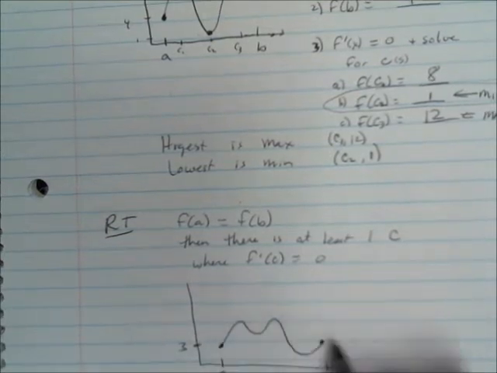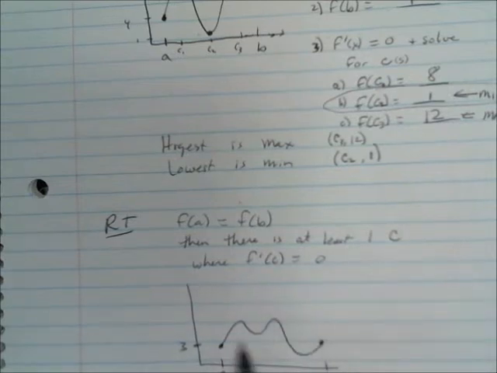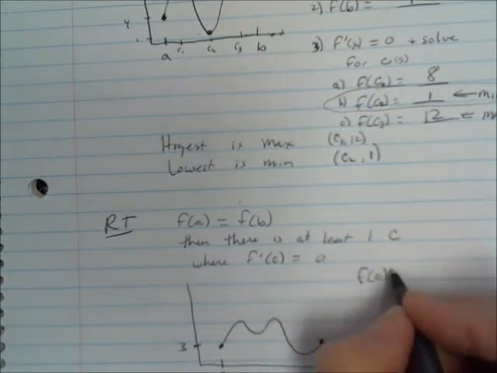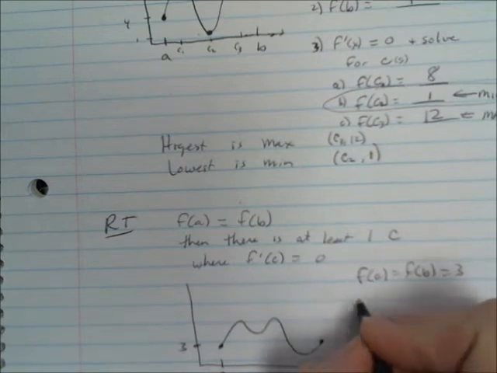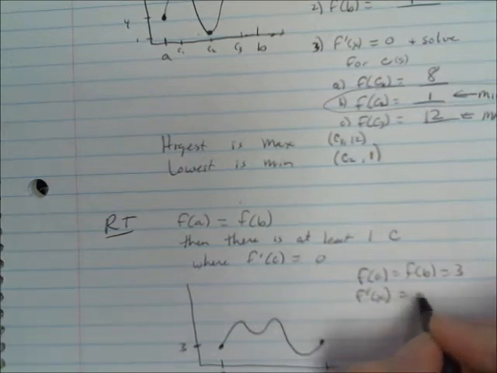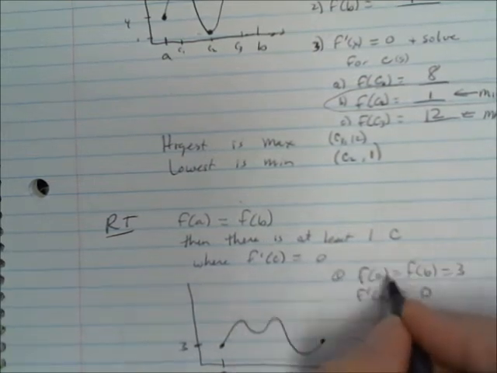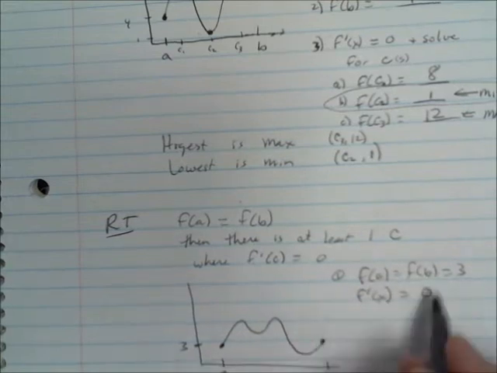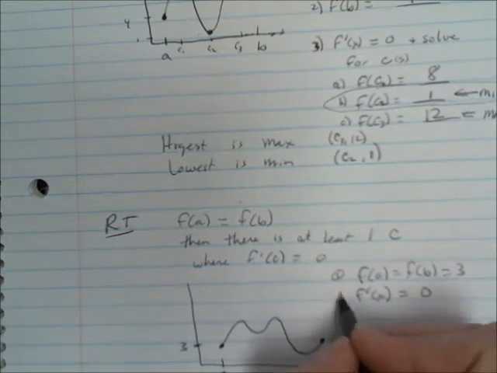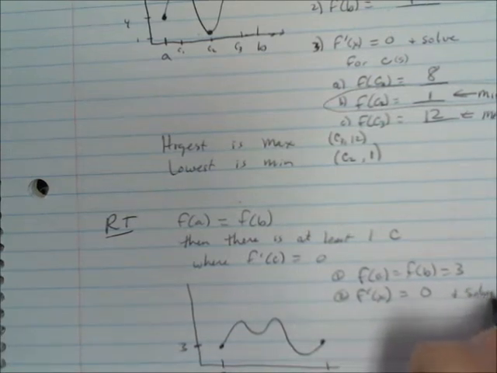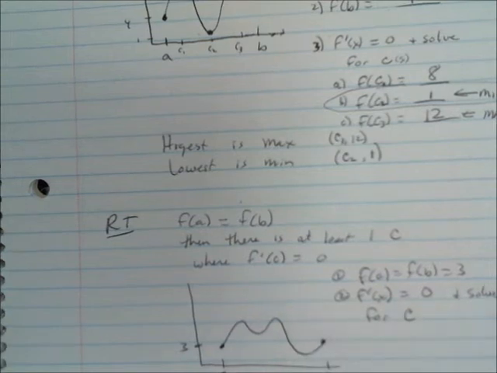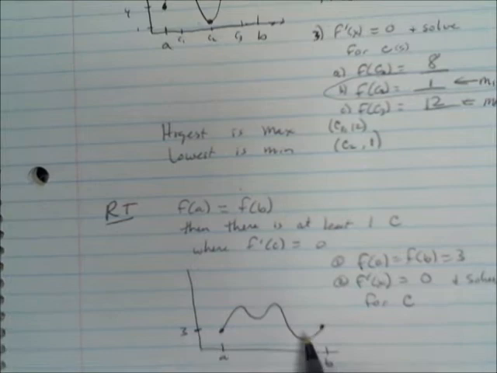So this is a smooth continuous function, differentiable. So f of A is equal to f of B, which is equal to 3. And then you have to find f prime of x. You set it equal to 0. So step 1 is just making sure the y values are the same at the endpoints. Step 2 is set the derivative equal to 0 and solve for c. Because there has to be at least one value where the derivative is equal to 0, otherwise you couldn't make it from A to B.